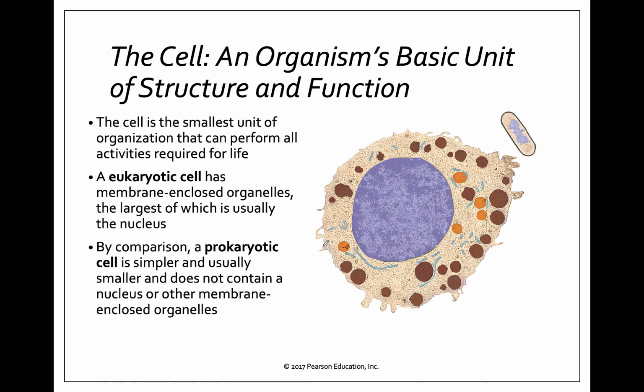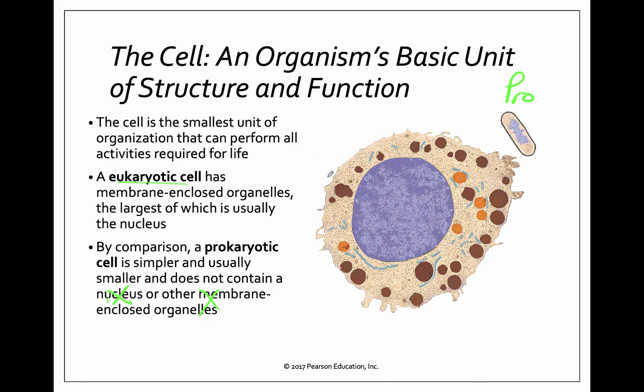So the cell is the basic unit of structure, because it is the smallest unit of living things. And you can see here we've got a prokaryotic cell over here, which is very small. They are very simple. They do not contain a nucleus or other membrane-bound organelles. You can see the DNA in here, and it's just kind of crumbled up together. And then there's ribosomes and a membrane.